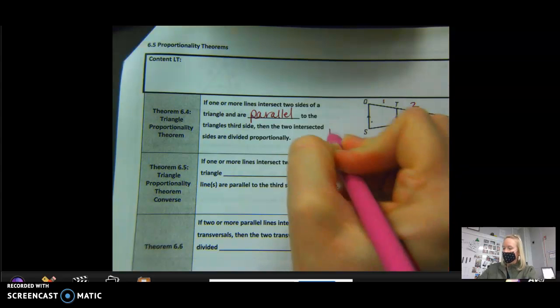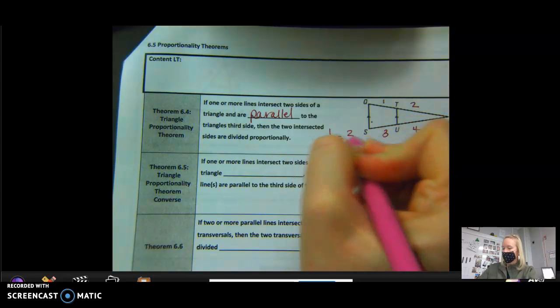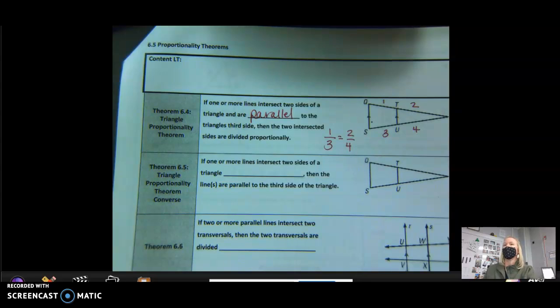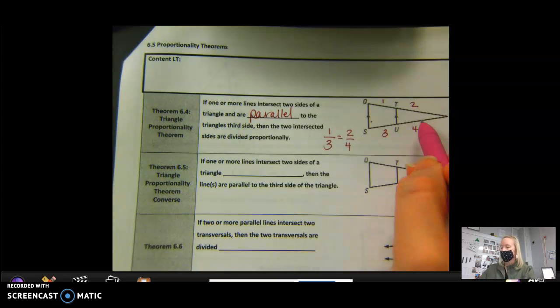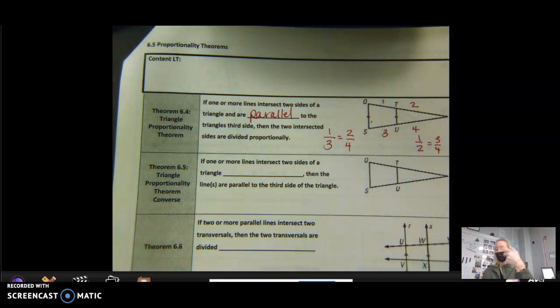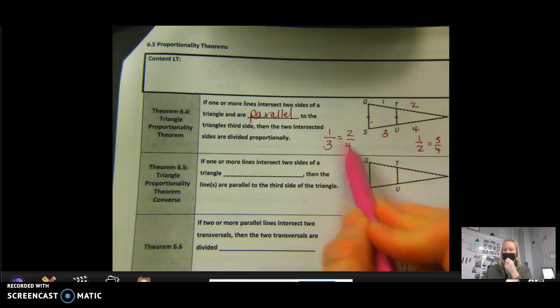So like I could set up a proportion of 1 over 3 equals 2 over 4 if I'm labeling those sections instead of writing the SU over QT. I could also set that up as 1 over 2 equals 3 over 4. That would be congruent. I could flip those the other way because in either case I'm multiplying the 1 and the 4.